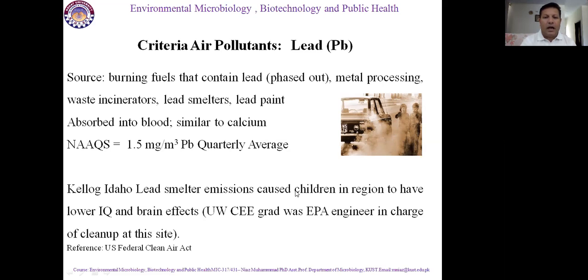Lead smelter emissions cause children in the region to have lower IQ and brain effects. In places where people are living, if the concentration of lead is comparatively higher, the newborns have lower IQ and brain effects. EPA engineers are in charge of the cleanup at this site. So here, we just want to say that if the concentration of lead is higher in the environment, the newborns of that place have lower IQ and their brain is not developing properly.